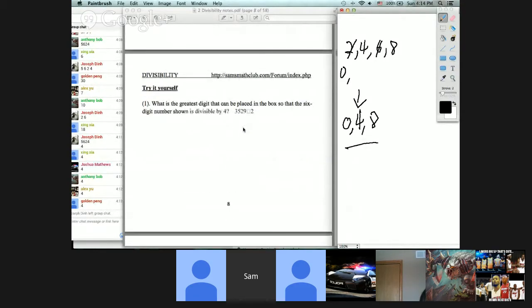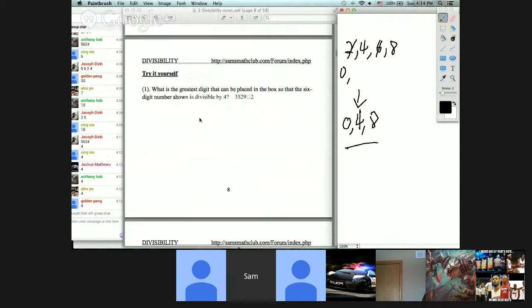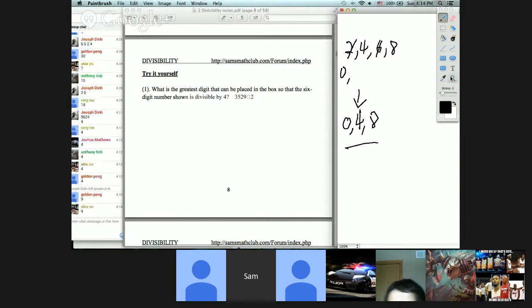Okay, on to the next question. What is the greatest digit that can be placed in the box so that the 6-digit number shown is divisible by 4?